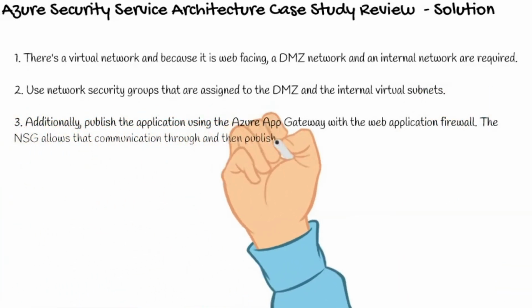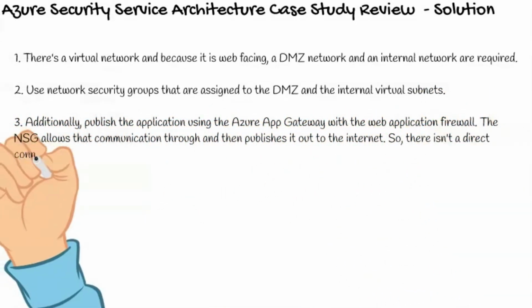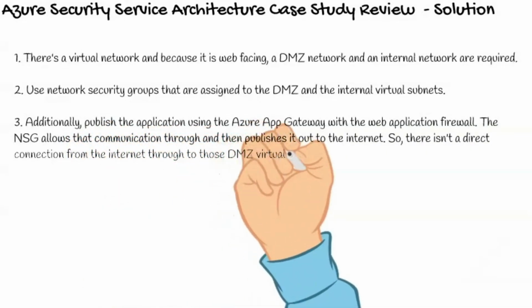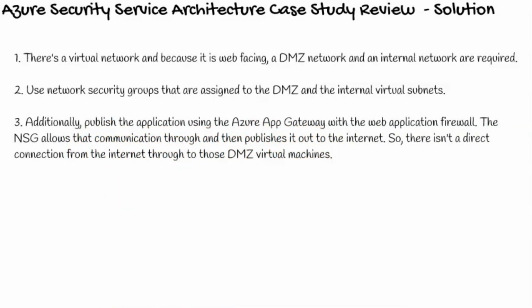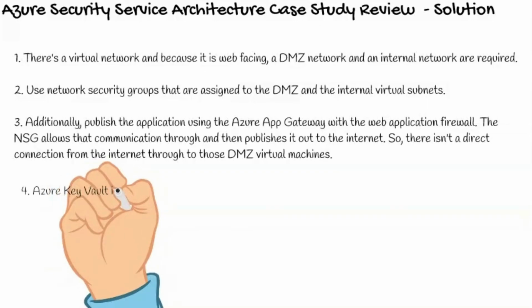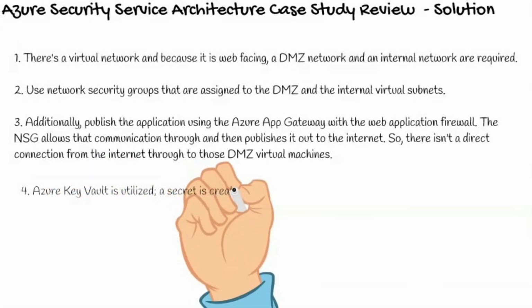Additionally, publish the application using the Azure Application Gateway with a web application firewall. The network security groups allow that communication through and then publish it out to the internet. So there isn't a direct connection from the internet through to those DMZ virtual machines. Azure Key Vault is to be utilized.